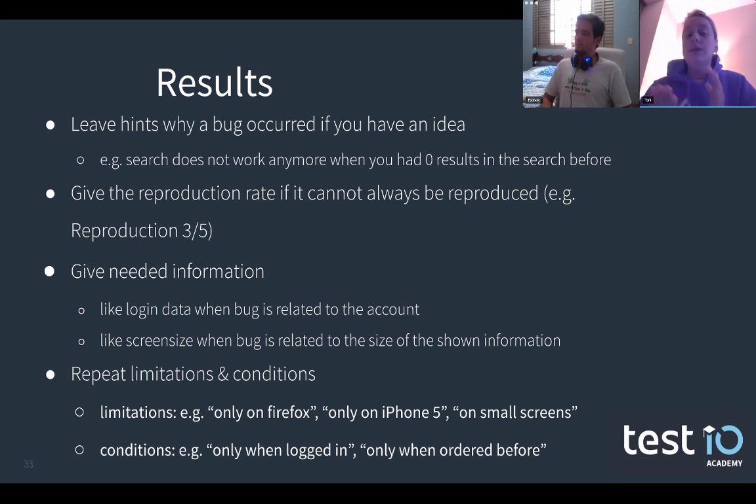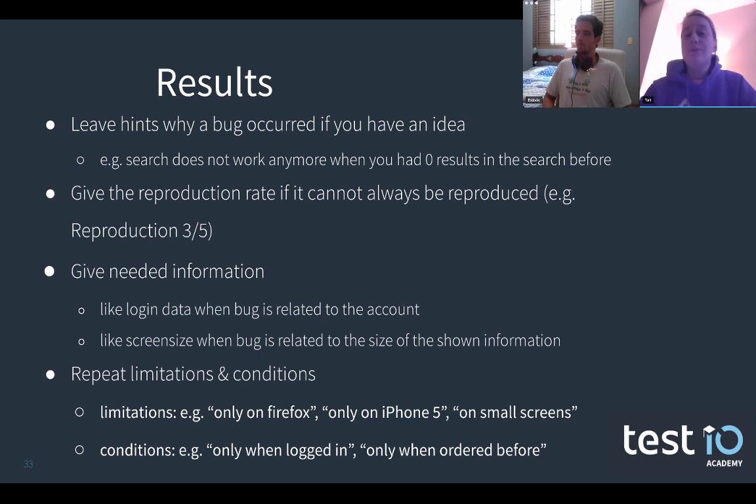So also in the results, you have a lot of information to give to us. So leave us some hints. When you have an idea why a bug occurs, give us and the customer a hint why it happens. For example, if you notice that the bug happens more often or only happens after the 0 results in the search, state this. Don't write in your steps, "search for test," and then the result is 0 results, and then continue. But if you notice that it is related to the 0 results, tell us.